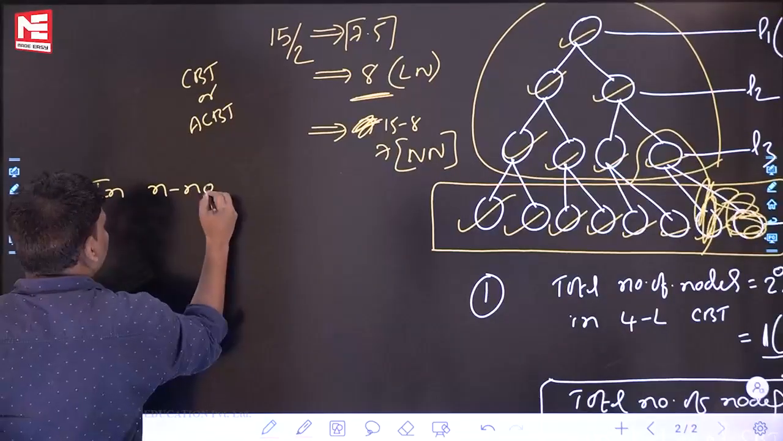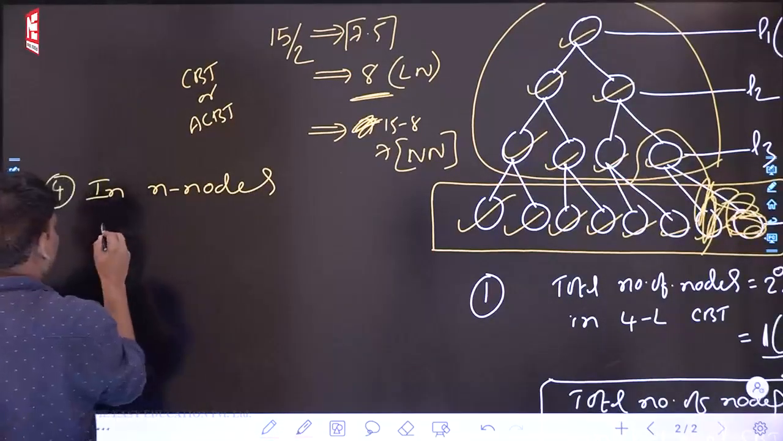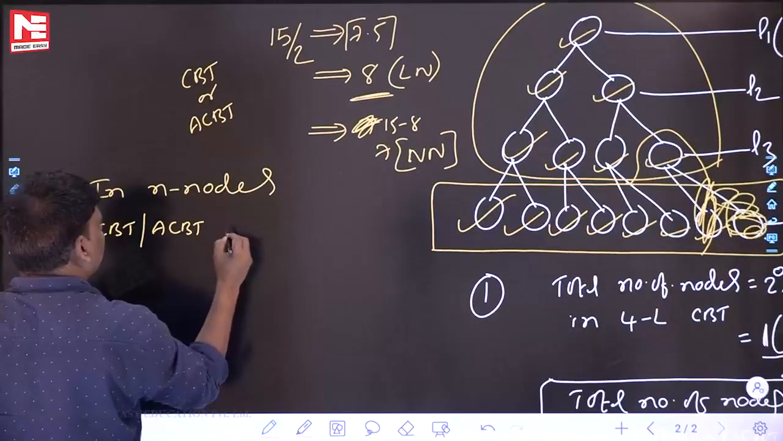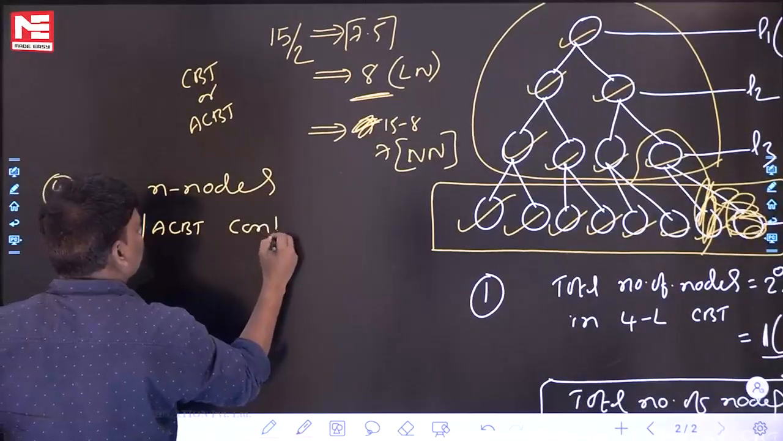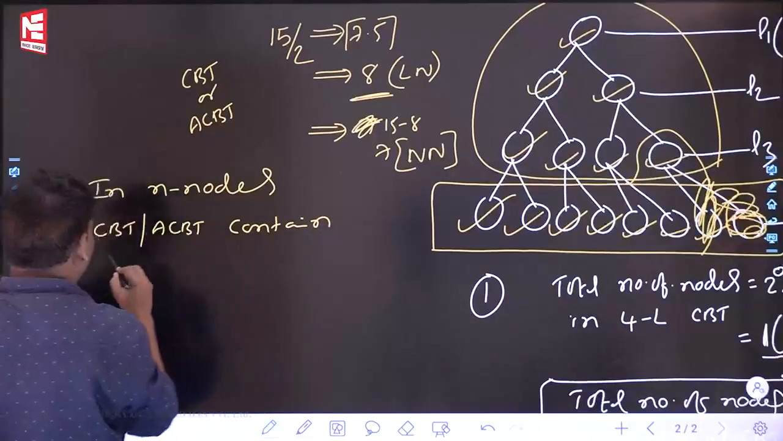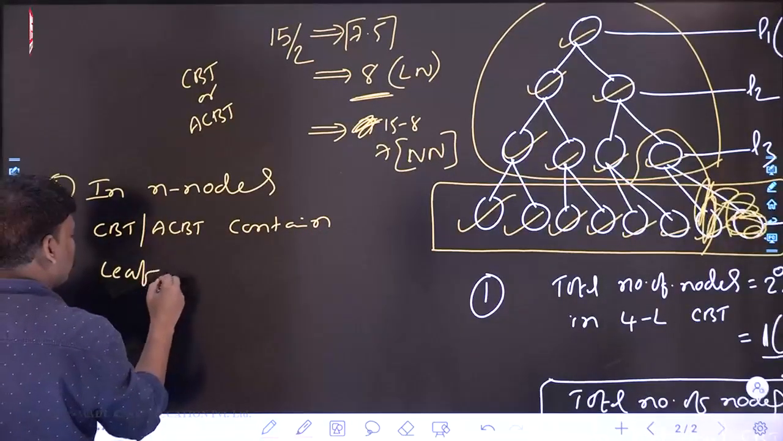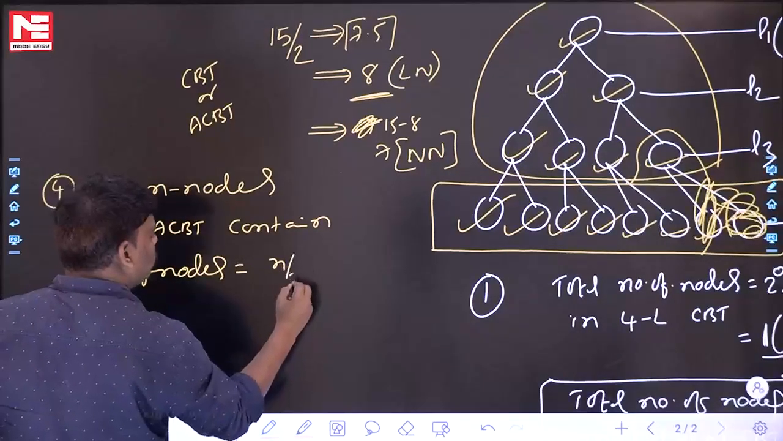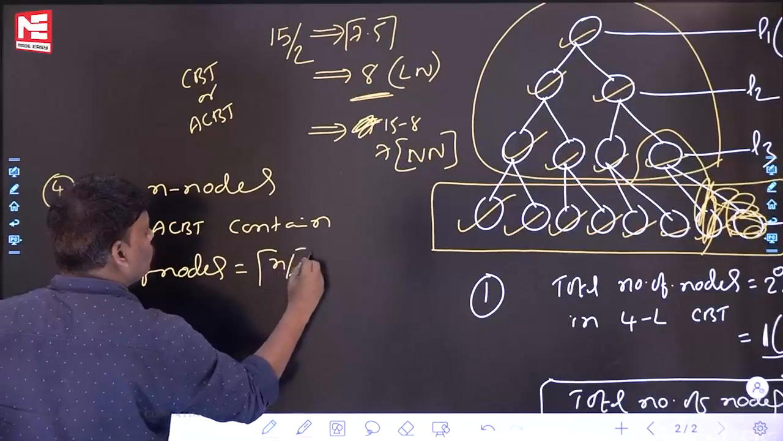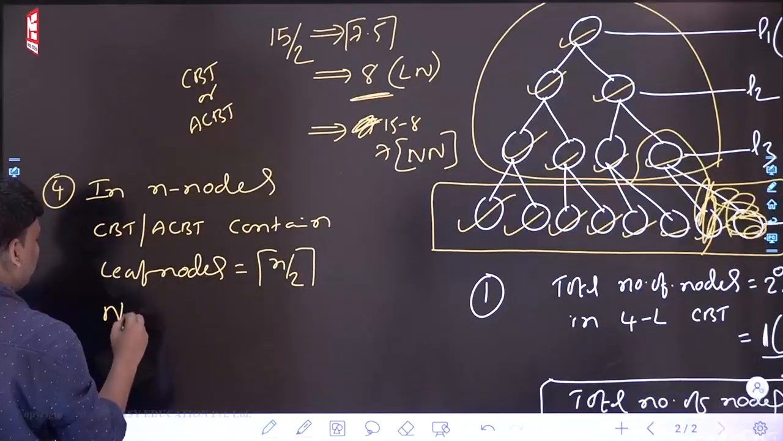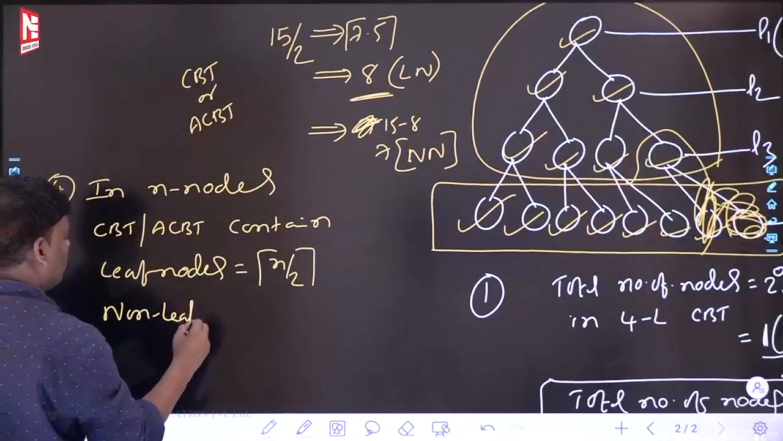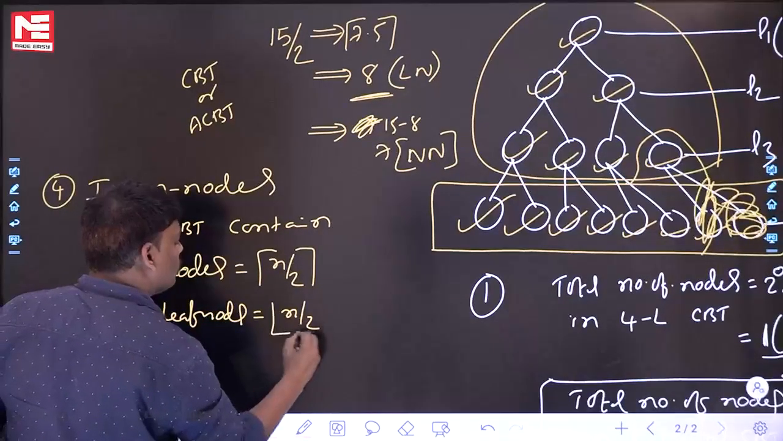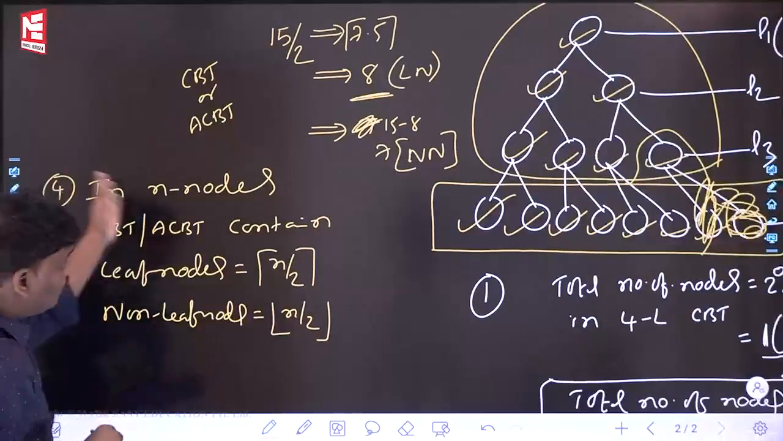In n nodes, a complete binary tree or almost complete binary tree contains, can you say, leaf nodes how many? Everyone, now? N nodes, N by 2. Leaf means you take the ceiling value. Non-leaf is N by 2 floor.